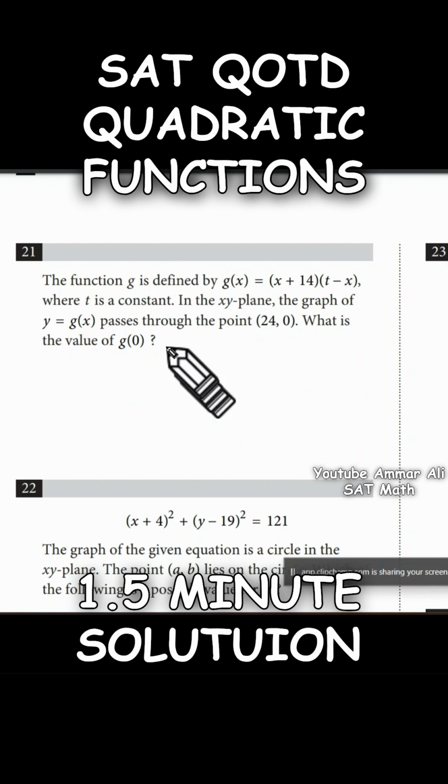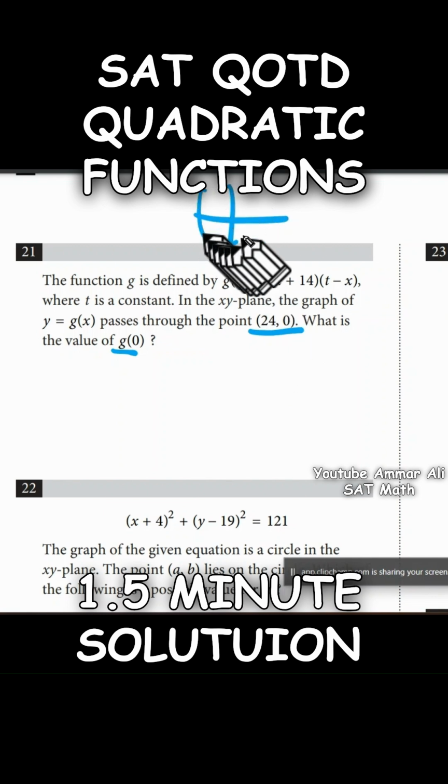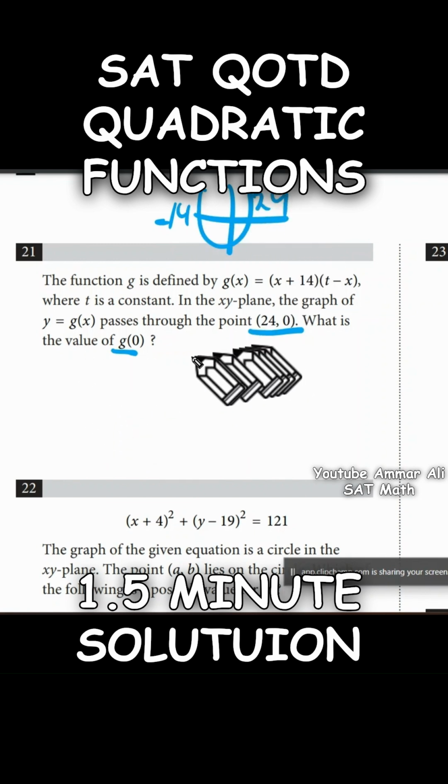Moving on to question 21, they're asking us what is the value of g of 0. The big hint here is they are giving us one of the zeros: when x is equal to 24, the equation is equal to 0. So that tells us that in our parabola, we have minus 14 as one of the zeros and then positive 24. So they're asking us now to calculate g of 0.